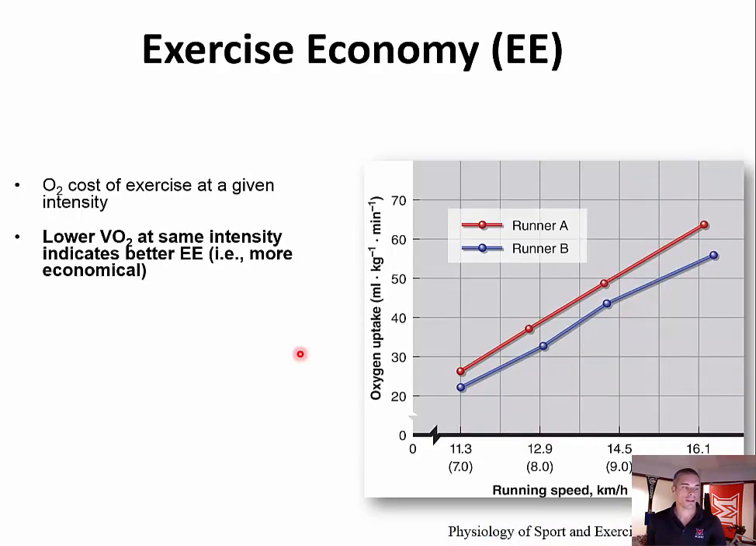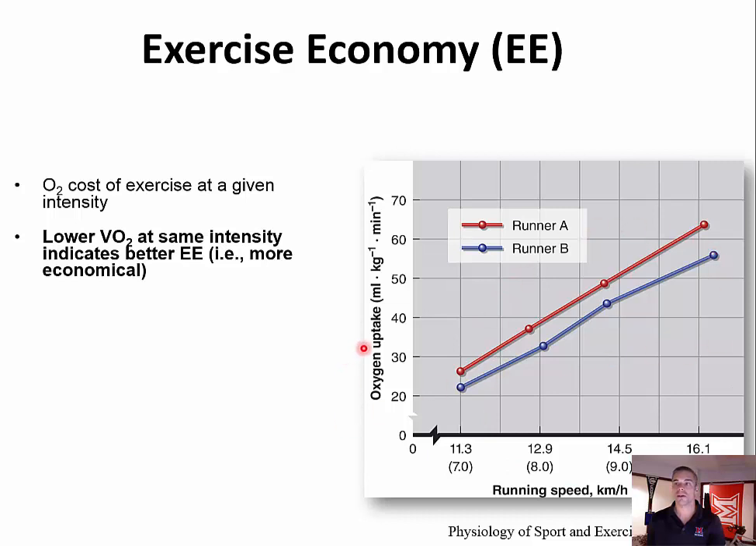So looking at this graph, we'll come back to this in a little bit. We're plotting oxygen uptake, again, mLs per kg per minute, at different speeds of running or different intensities of exercise. And what we know is that having a lower VO2 or a lower oxygen uptake at the same intensity indicates better exercise economy. In other words, we can say the person with a lower VO2 at the same intensity is more economical. We also know that athletes with a high exercise economy expend less energy during exercise to maintain a given exercise intensity.